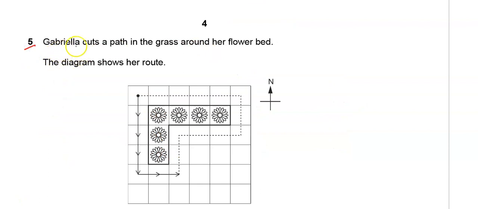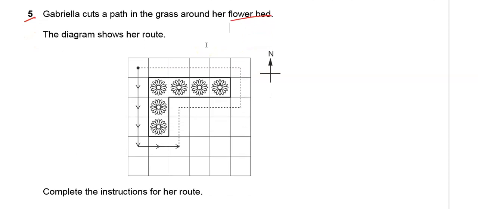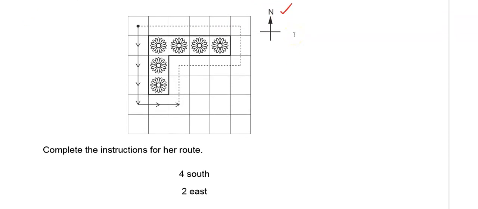Question 5. Gabriela cuts a path in the grass around a flower bed. The diagram shows a route. Complete the instructions for the route. Of course, there is a compass there. So our route says 4 south. She has moved from here 1, 2, 3, 4. Then 2 east, from here 1, 2.